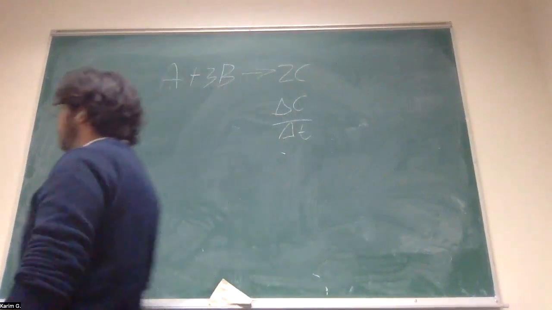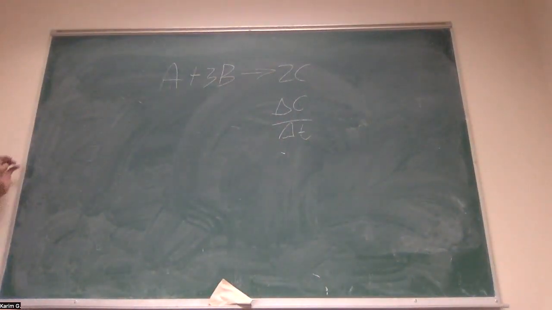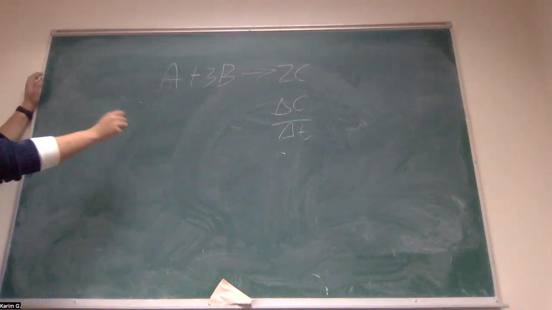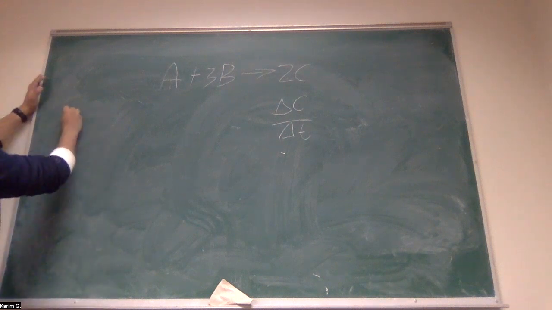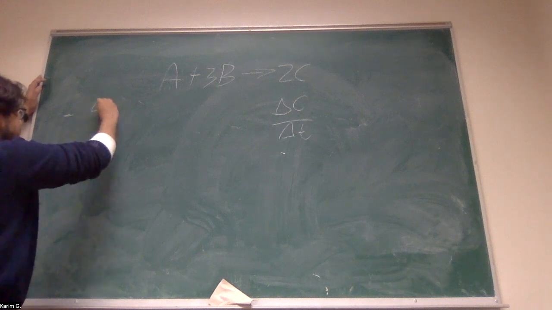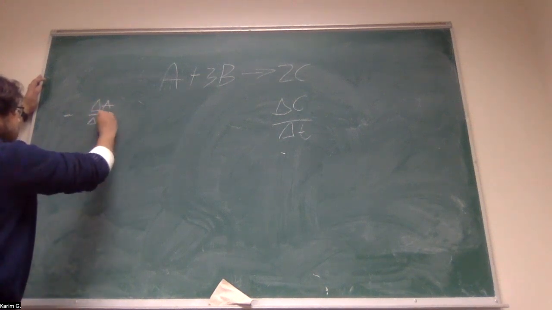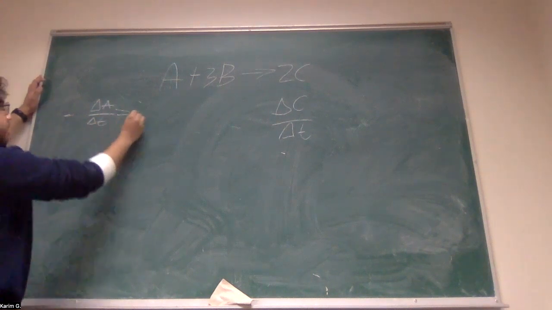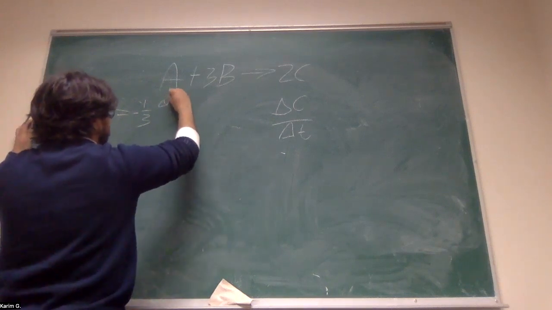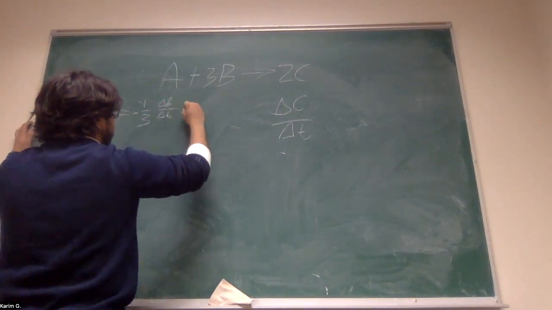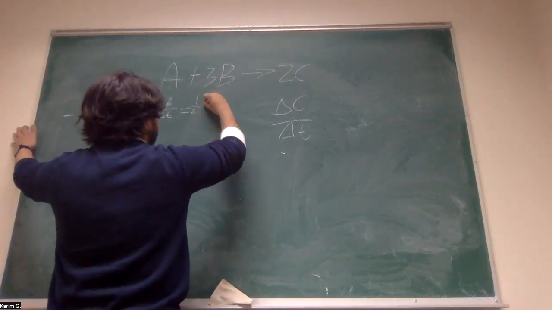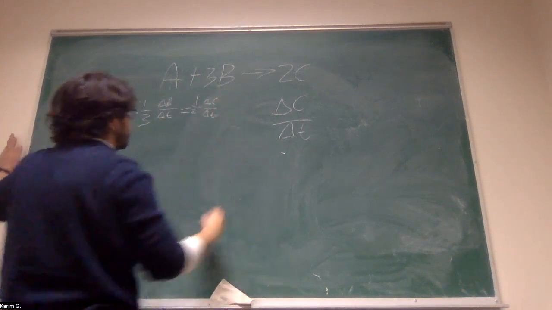Do you remember your rate expressions? What would the rate expression for this whole reaction be? Negative delta A over delta T equals negative 1/3 delta B over delta T equals 1/2 delta C over delta T.